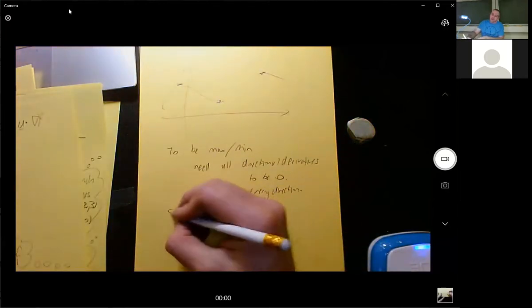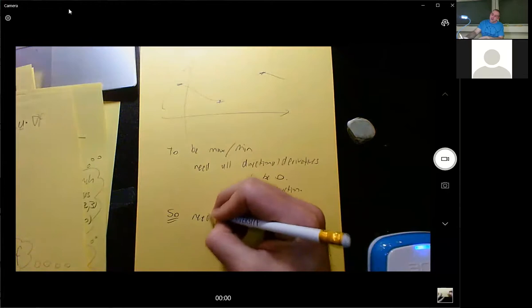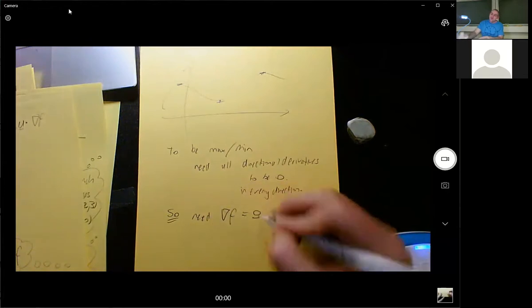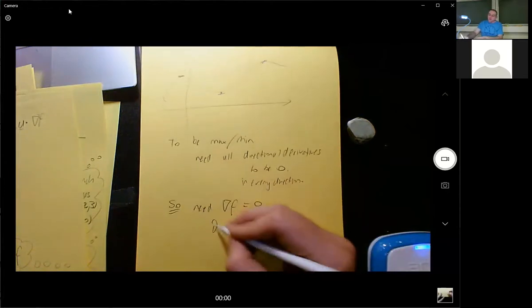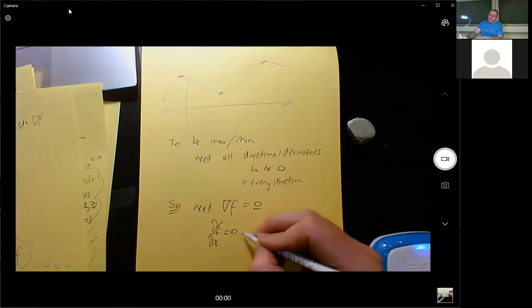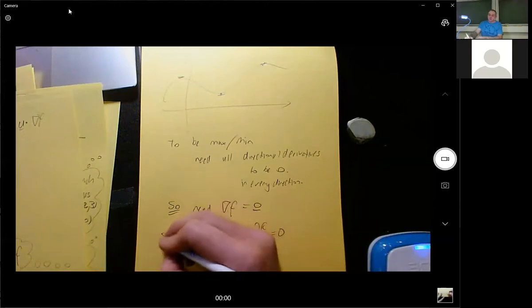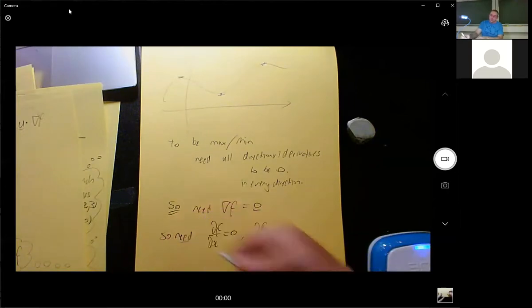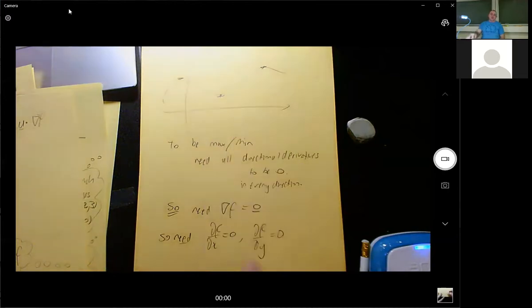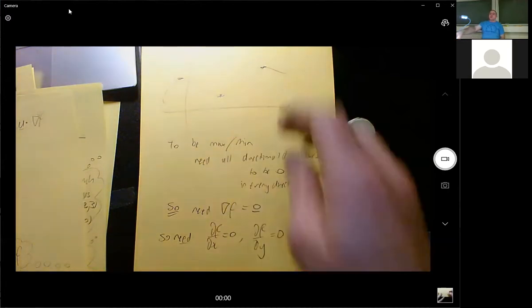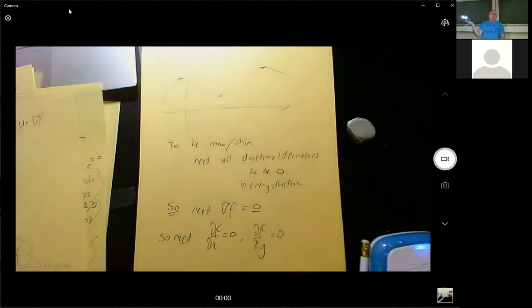So what we really need, we need the gradient of f to be the 0 vector, which means we need all the partial derivatives to be 0. So that's the long version. Short version is, in one variable calculus, you need the derivative to be 0. In two variable calculus, you need both the partial derivatives to be 0. In three variable calculus, you need all three of the partial derivatives to be 0. And you need them to all be 0 all at the same time.